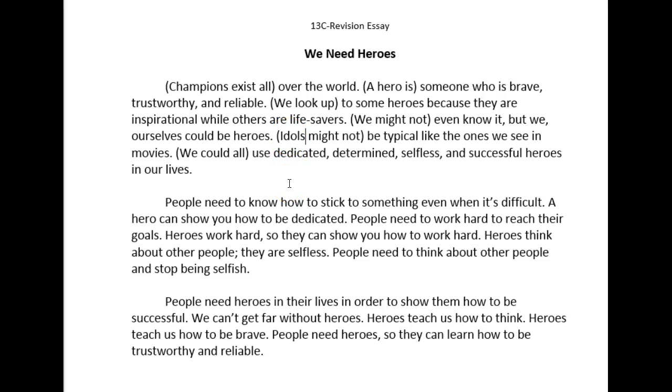Now, let's take a look at my second set of repeated sentences. We look up, we might not, we could all. So using the exact same strategy that I used for heroes wouldn't necessarily work here. I'm going to have to say it another way. So I'm going to have to rearrange my sentences so that they begin with different words but express similar ideas.